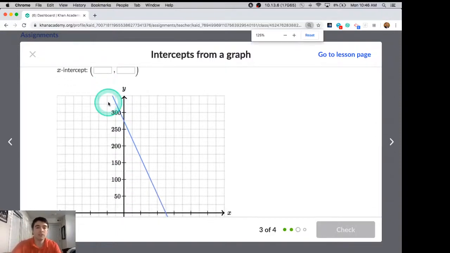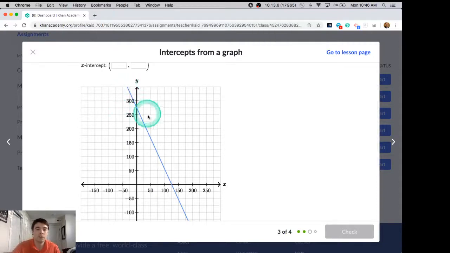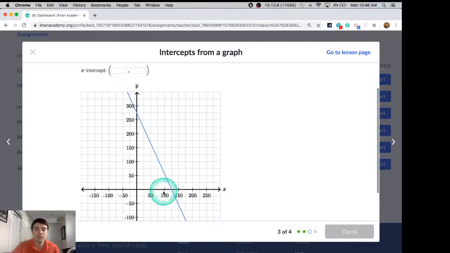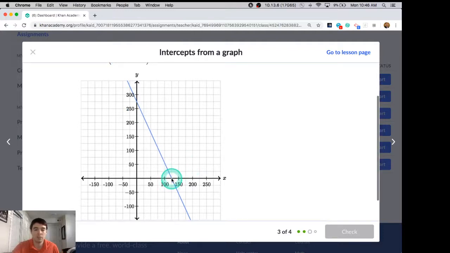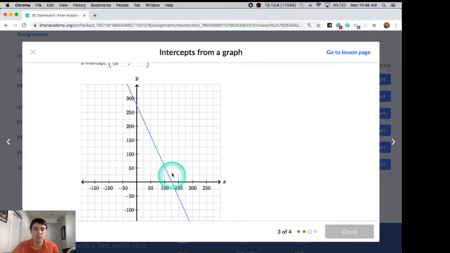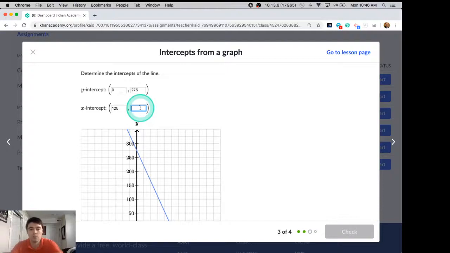For the x-intercept, we need to figure out where this blue line crosses the x-axis, and we see this point right here is where the blue line crosses the x-axis. It's right in the middle of 100 and 150. Right in the middle of 100 and 150 would be 125. So at this point, our x value is 125, and we did not move up or down at all, so the y value is 0.